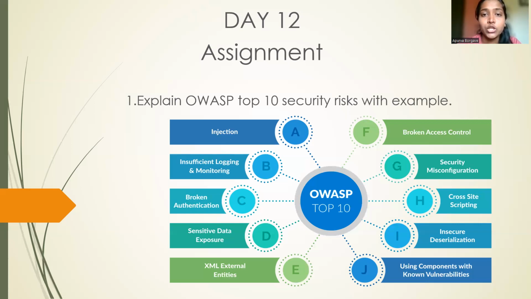The ninth one is using components with known vulnerabilities. No matter how secure our code is, attackers can exploit APIs, dependencies, and other third-party components. If they are not themselves secure, then they can be easily taken. The attackers can easily gain access through this.